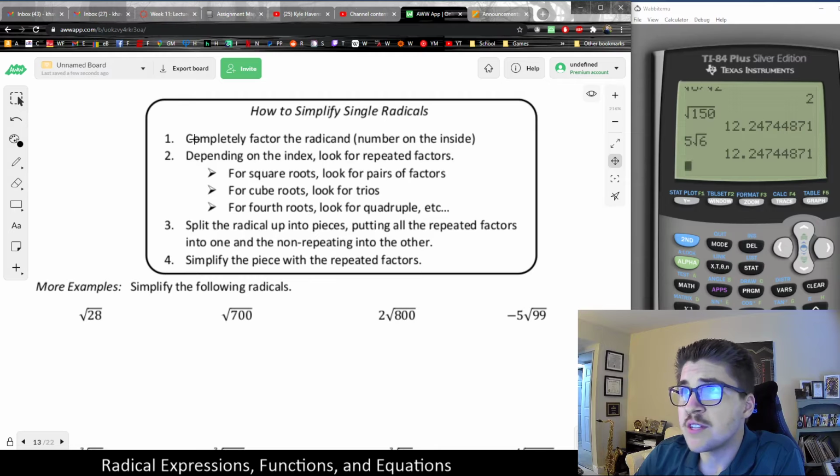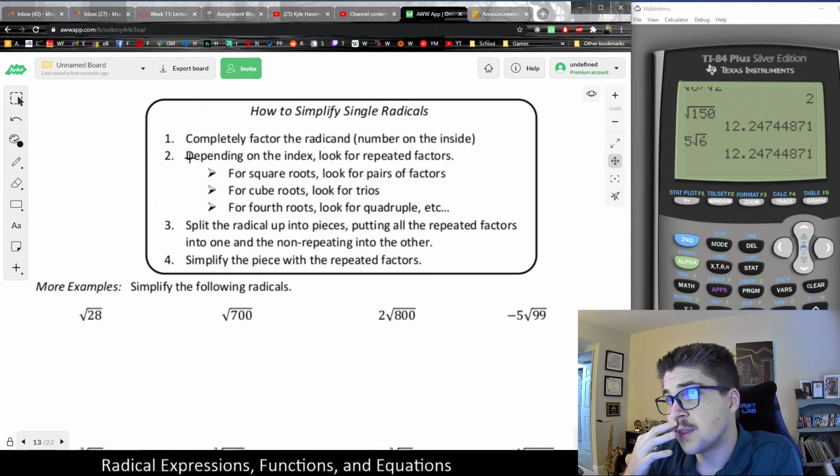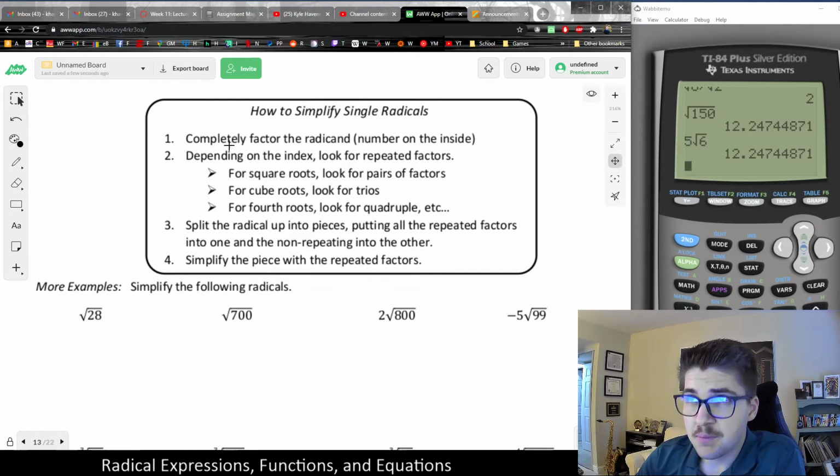Step 1 is to completely factor the radicand. Basically, you could build a factor tree and see what all the factors are. Step 2, depending on the index, which remember is the little number, whether it's a square root or cube root or whatnot, look for repeated factors. For square roots, look for factor pairs. For cube roots, look for trios. For fourth roots, look for fours.